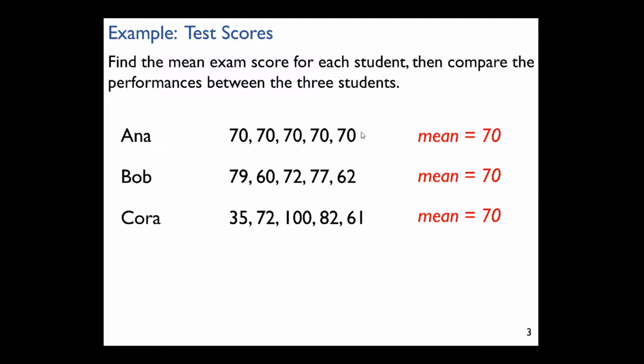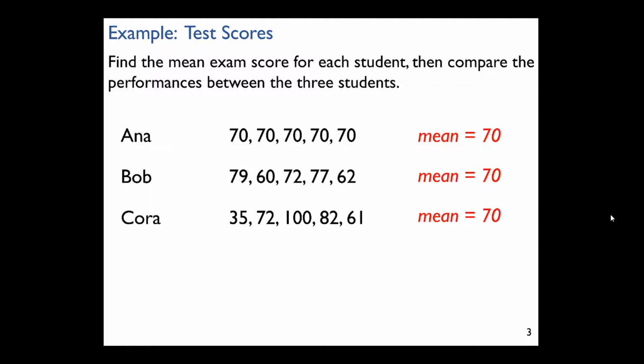You would look at Anna and say she's very consistent. She scored all the same scores, so very consistent, no variation. Bob is a little bit more inconsistent, with a little bit more variation. It's more spread out, with some in the 60s and 3 of them in the 70s. And then Cora's variation is very spread out. The lowest score was 35 and the highest score was 100.